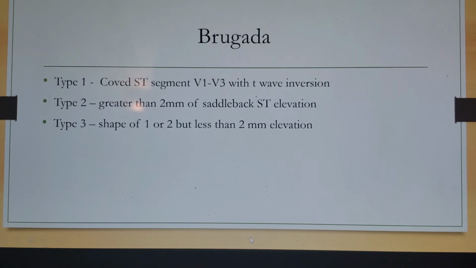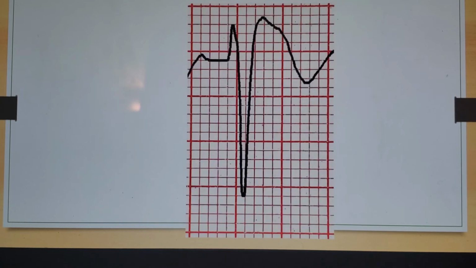But Brugada type 1, you have what's called coved ST segments with V1 to V3 T-wave inversion. Type 2 has greater than 2 millimeters of saddleback ST elevation. And type 3 is shape of 1 or 2, but less than 2 millimeters of elevation. Again, this sounds way more complex than it is. Let me show you some pictures.